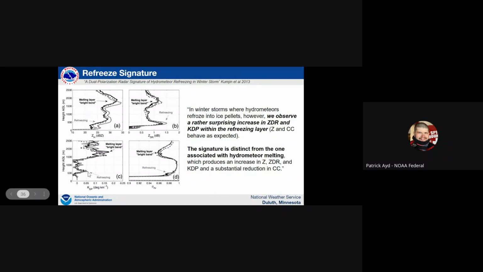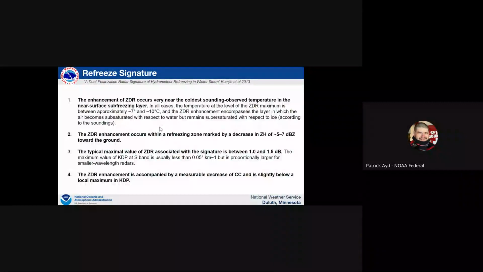There's also a very small increase in KDP, but for the most part, we're going to focus on ZDR. So what they saw is that the enhancement of ZDR occurs very near the coldest sounding observed temperature. So you get a strong enough sub-freezing layer that's able to completely refreeze a fully melted hydrometeor, and you're getting a ZDR enhancement in there. At the same time, the reflectivity is decreasing, which is interesting. And that ZDR enhancement is accompanied by a little bit of a decrease in CC, and a little bit of a KDP increase. But the main thing that we're going to focus on is ZDR. Why are we getting this enhanced ZDR in the refreeze layer?